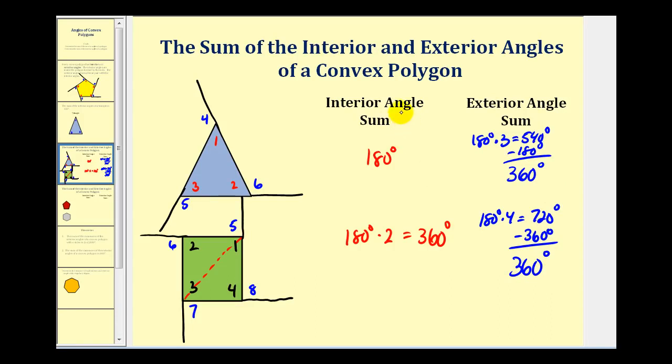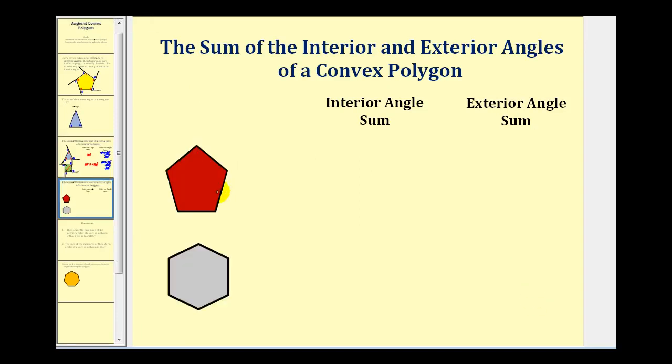So notice how the sum of the interior angles is changing, but the sum of the exterior angles is staying the same. Let's go ahead and try at least one more. For the pentagon, we can divide the interior into 3 triangles. Therefore, the sum of the interior angles would be 180 degrees times 3, or 540 degrees.